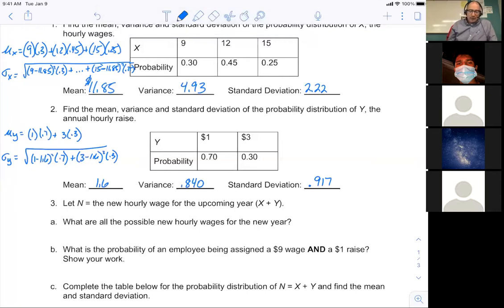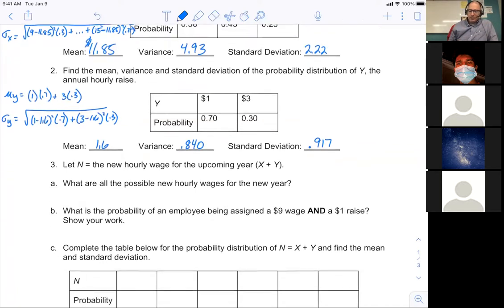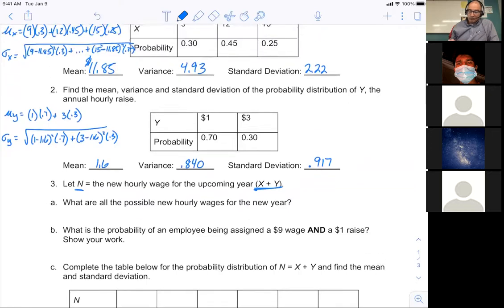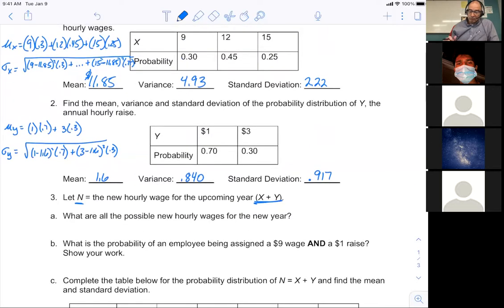All right. So this is the key part that we're trying to really get to. So far, we haven't done anything unusual, but now we're going to put two probability distributions together. We're going to let N be the new hourly wage for the upcoming year, X plus Y. So we're going to see what happens to this probability when we put two things together. So first of all, what are the possible new hourly wages? So I could have been given.